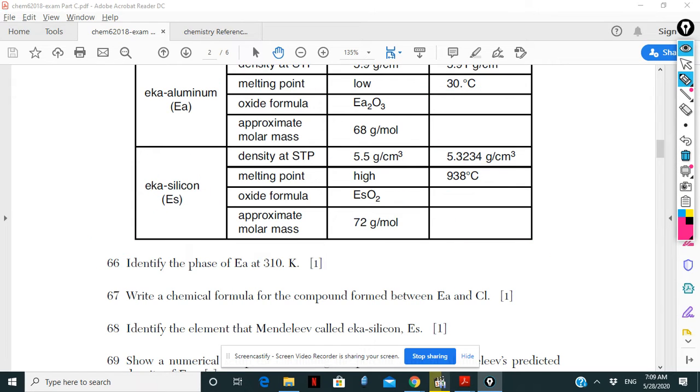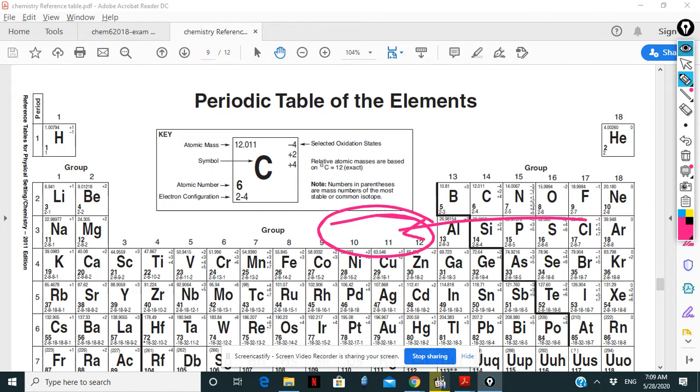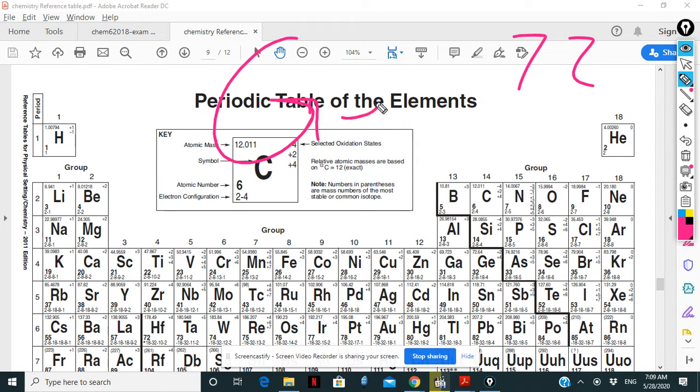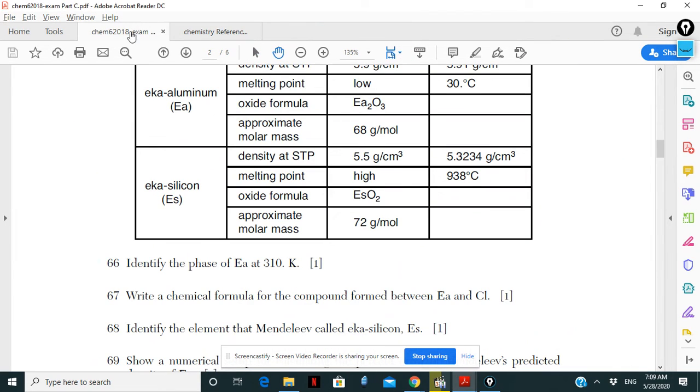Identify the element that Mendeleev called eka-silicon. So for eka-silicon, I'm looking here for its approximate mass, which is 72. So I'm looking for the atomic mass, so I go to the reference sheet. I'm looking for 72 atomic mass. So 72 here, it's almost gallium. So it's Ge.